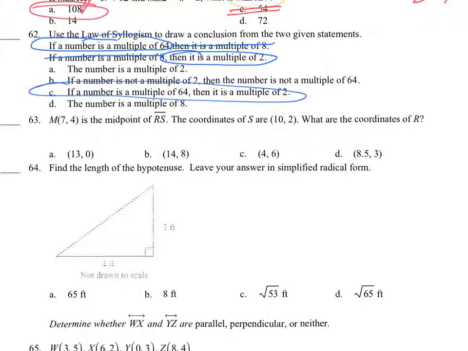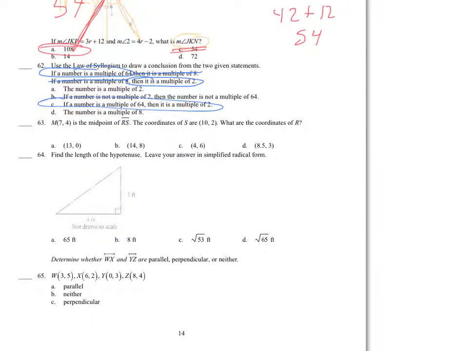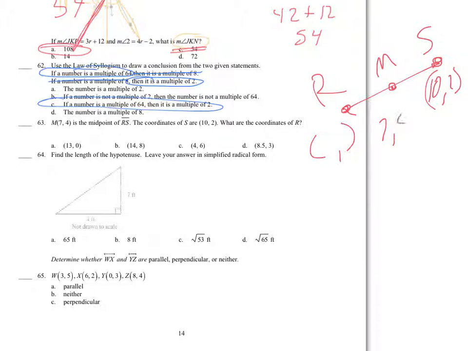Okay, number 63 here. We're looking for the midpoint. No, we are given the midpoint. We have a segment, RS, with the midpoint, and we're looking for R. We have S, which is 10, 2, and the midpoint is 7, 4.